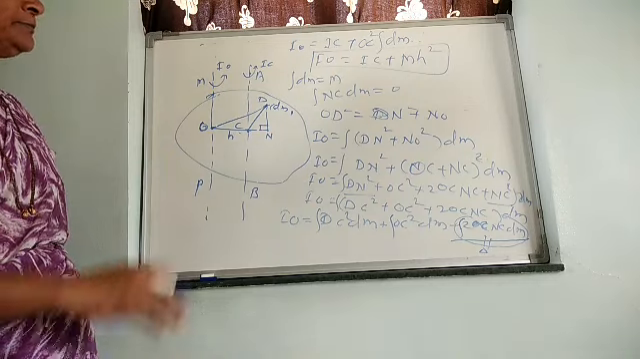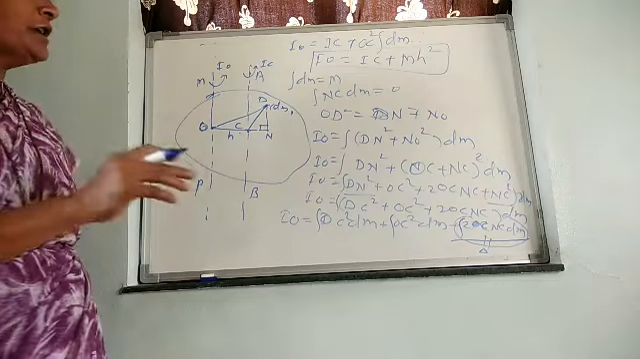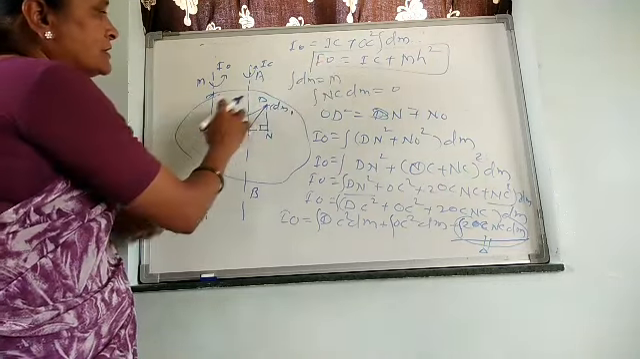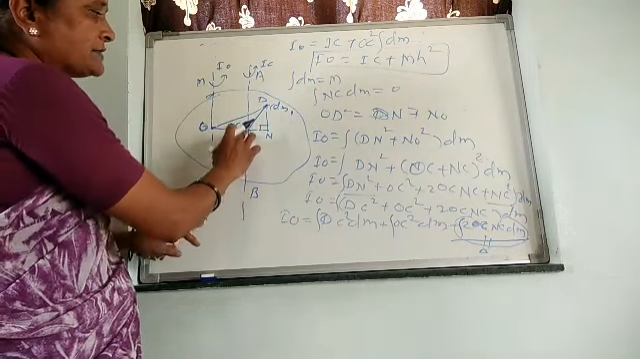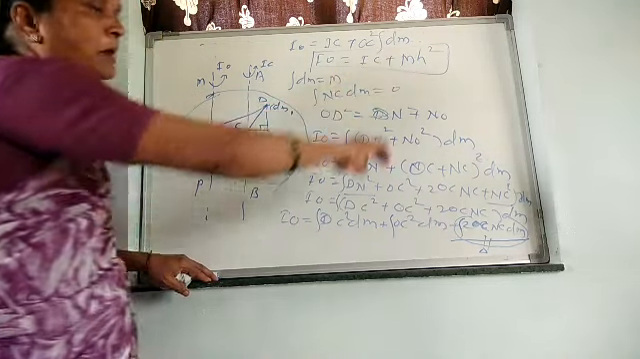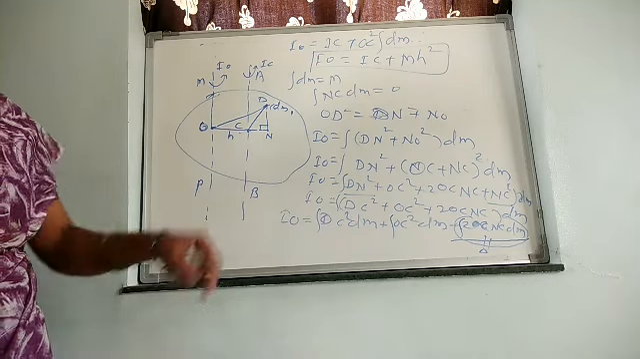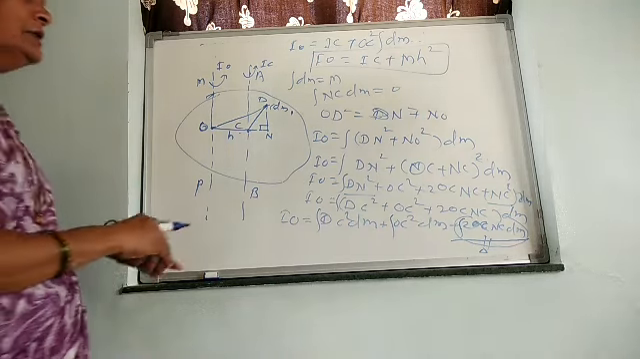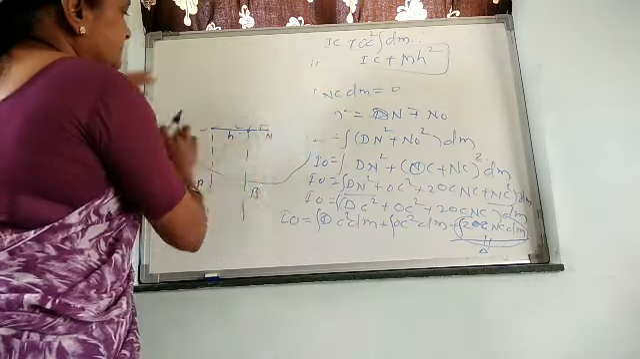See again here. What is this principle? Moment of inertia of a body about any axis is equal to the sum of moment of inertia about a parallel axis passing through its center of mass and the product of mass and square of the perpendicular distance between the two axes. This is the principle of parallel axis. Then we are going to see the principle of perpendicular axis.